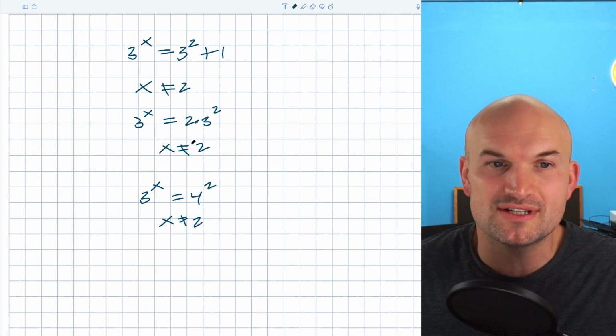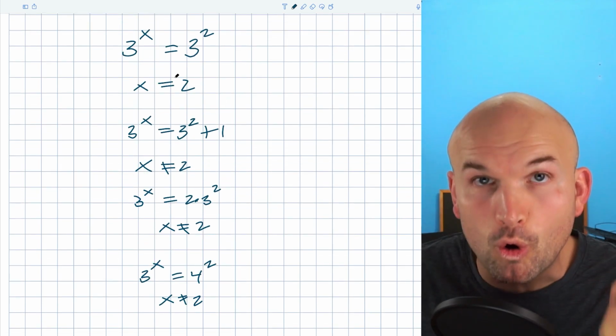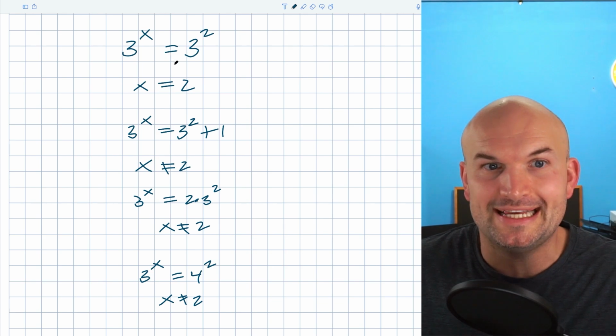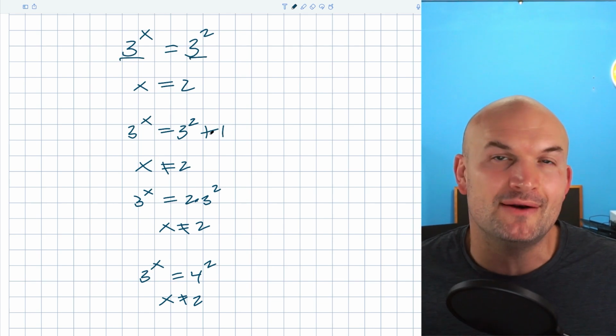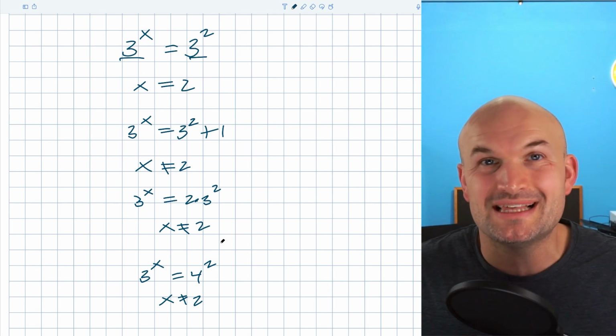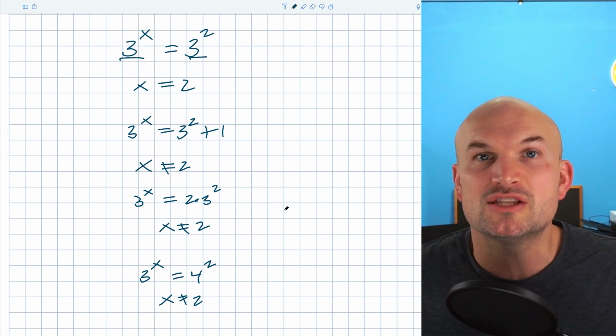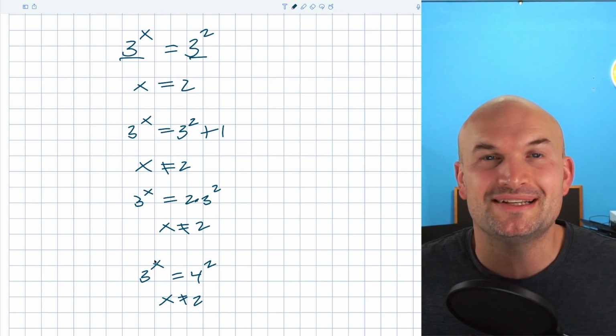So it's very important to understand that this relationship only works when you have an exponent equal to another exponent with its base being the same. Whenever we start adding values on one side or the other, or we change the bases, we can no longer use the one-to-one property. That's why I created this video right here.